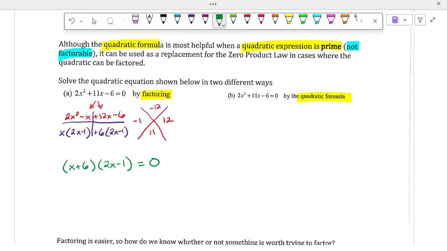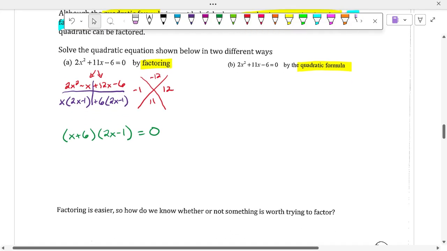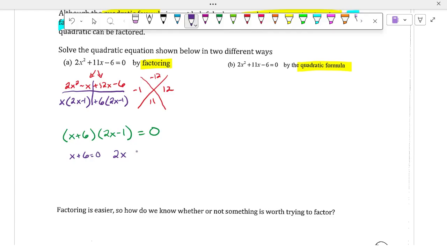Still equal to 0. So what's my last step to solve? Set both factors equal to 0 and solve them separately. So x equals negative 6, and x will equal positive 1/2. And again, I'm just skipping the steps for solving a two-step equation because you guys should be fully capable of doing that on your own. So x equals the set of 1/2 and negative 6.